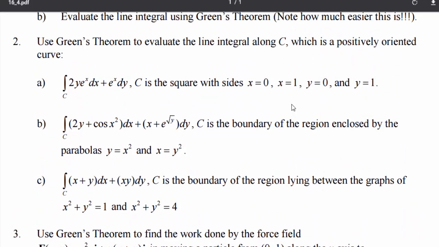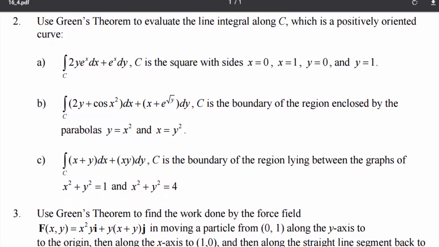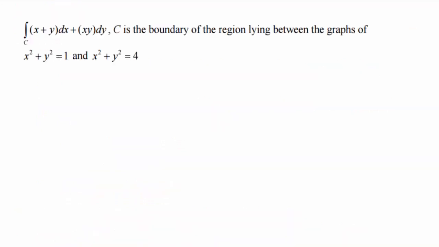The directions say to use Green's theorem. We assume C is positively oriented. So the idea is don't evaluate this directly. Create a double integral that is equivalent to this line integral based on Green's theorem.